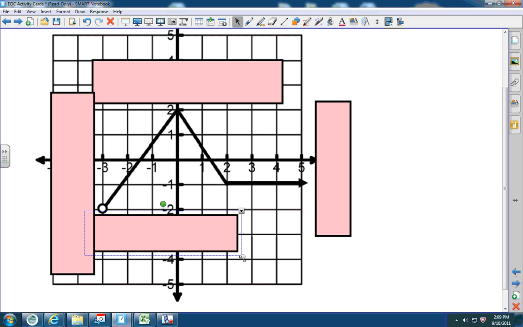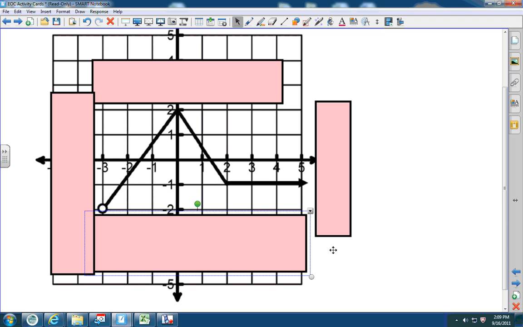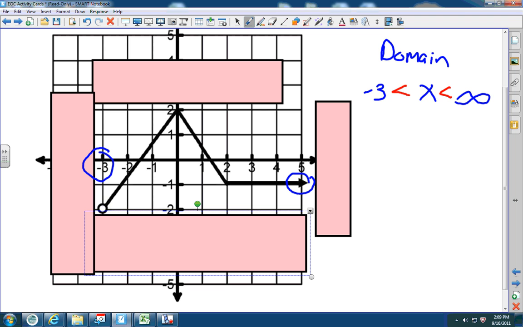Oh, didn't want to move here. No, don't do that. All right. There we go. All right, my domain. Again, if you haven't gotten it by now, domain is x. X goes left to right. The farthest to the left it goes is -3. To the right, oh look, there's an arrow right there. So that means infinity. So now my arrows, I'm going to point them, the less than symbols. This is an open circle, so I leave it alone. And because I use infinity, I leave it alone.